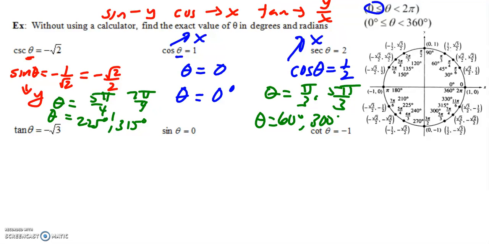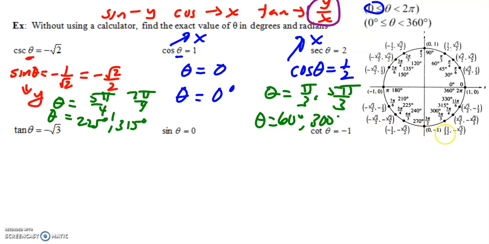This is review video part 2, and I'm going to keep going where we left off. So we were on tangent equals negative root 3. Now you might remember tangent is the comparison of y over x. So we know we're going to need a y value over an x value, but the question is which angle are we looking at? Here's what I mean.